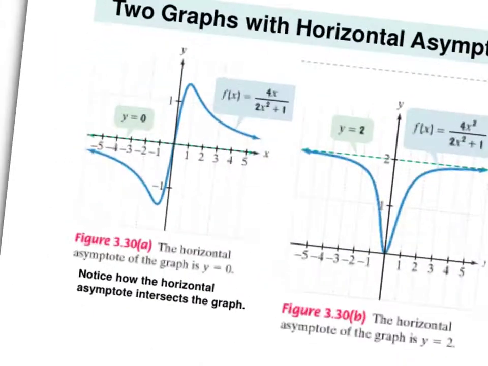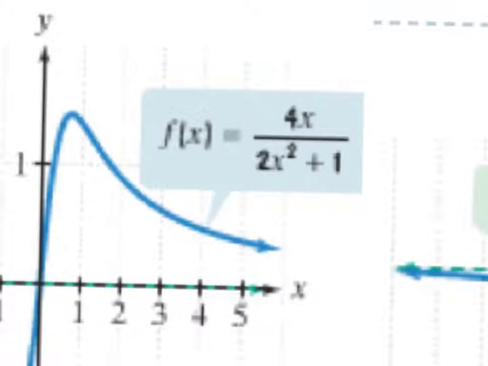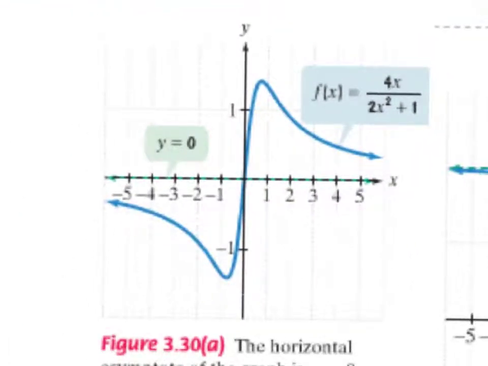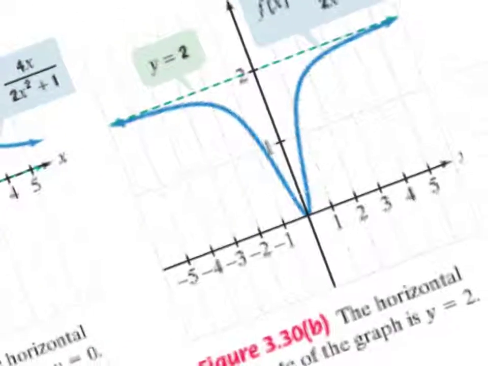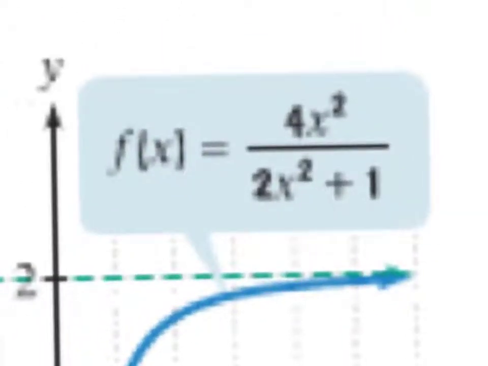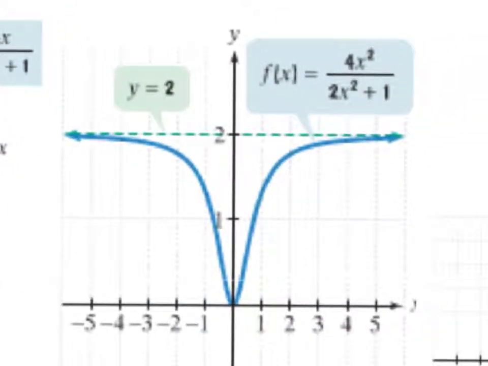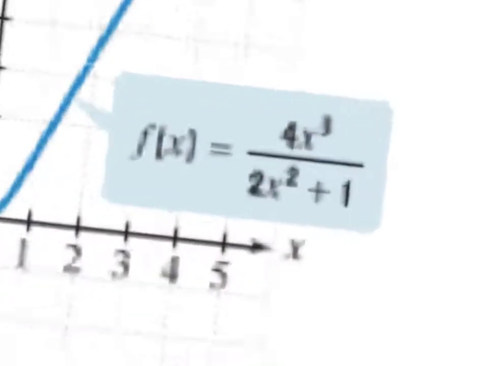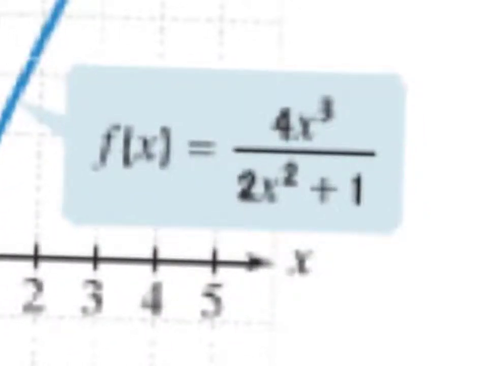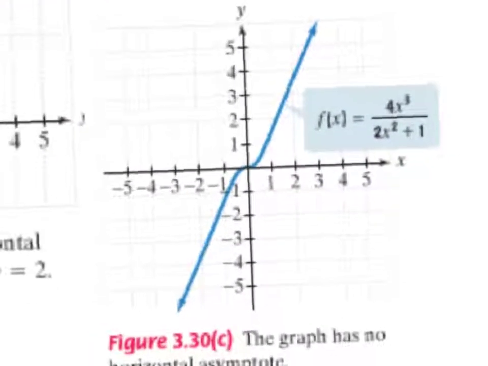So let's just explore these graphs here. Let's take a look at the given. The degree of the top in relation to the degree of the bottom is smaller. Good. Therefore, what's your horizontal asymptote? 0. Good. And you see that happening here, y equals 0. Alright, let's take a look at this next one. The degree of the top in relation to the degree of the bottom is equal. So your horizontal asymptote is 4 over 2, which is 2. And this is what you have, y equals 2. And then our last one, the degree of the top in relation to the bottom is greater, so you don't have a horizontal asymptote.